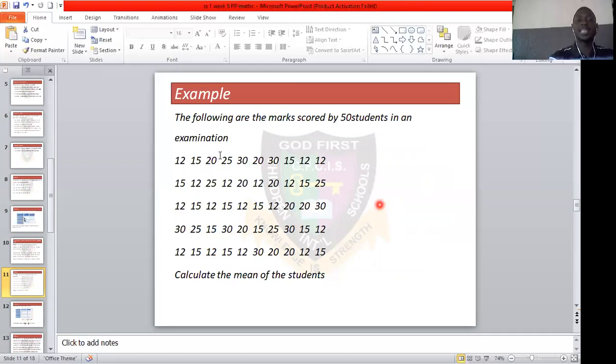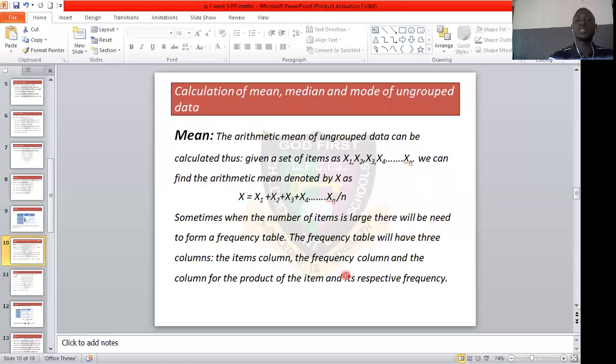Like I said, it has 3 columns. Calculating the mean, we have 3 columns: the item column, or the numbers; the frequency column, the number of occurrences; and the product of the item and the frequency. You multiply the item times the number of occurrences. So this is it. Let's go to the solution.